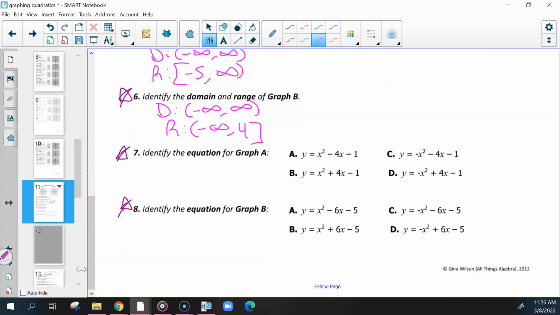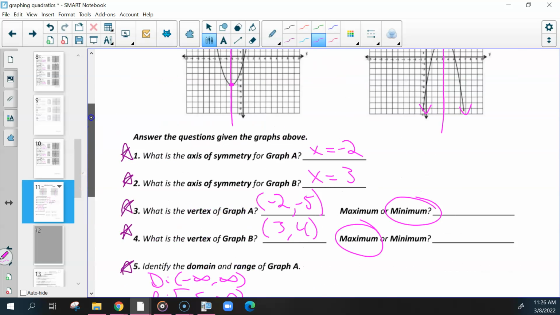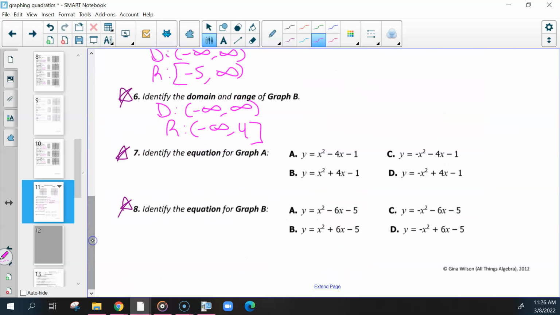For number 7, now they're asking us to find the equation for the graph. We can eliminate 2 of them because we know that this faces up, so it can't be negative. So we can get rid of C and D. We could find which one it is one of 2 ways. One, put both of these in your calculator and see which one matches.